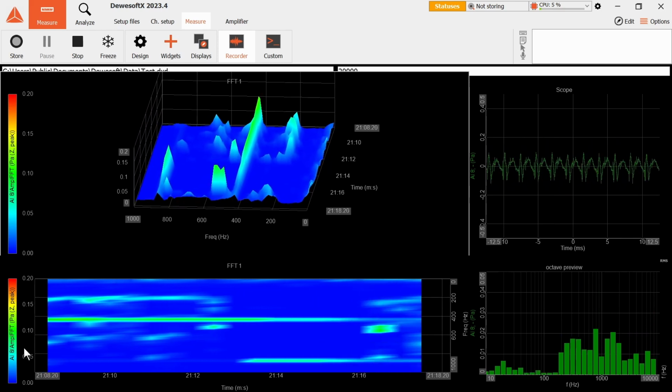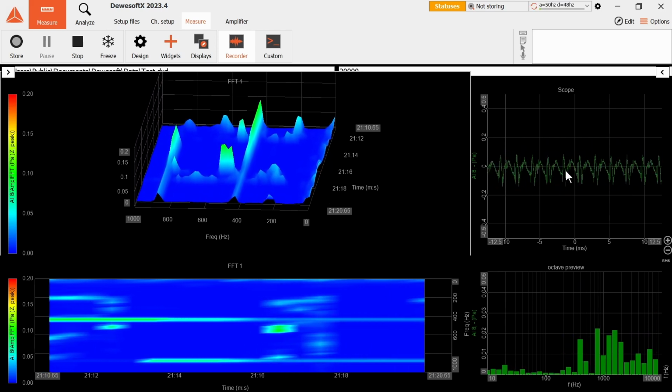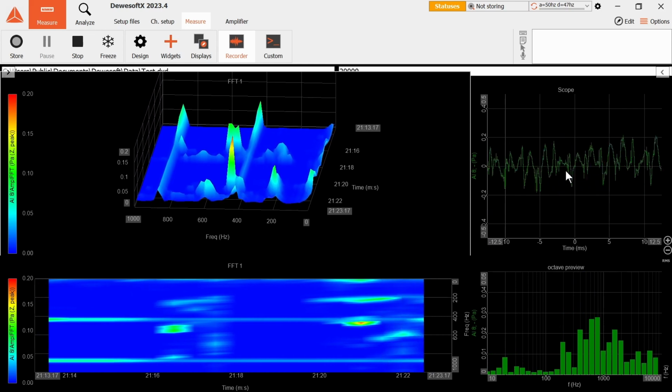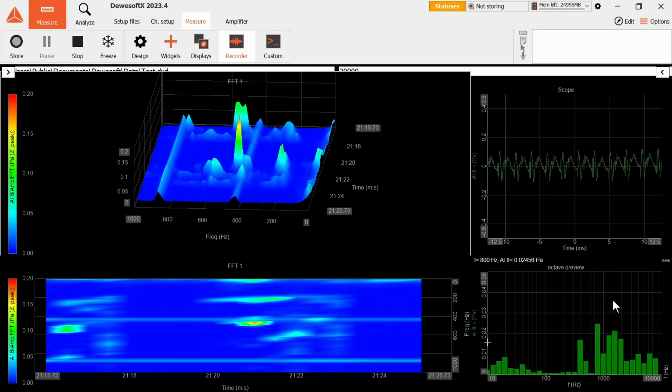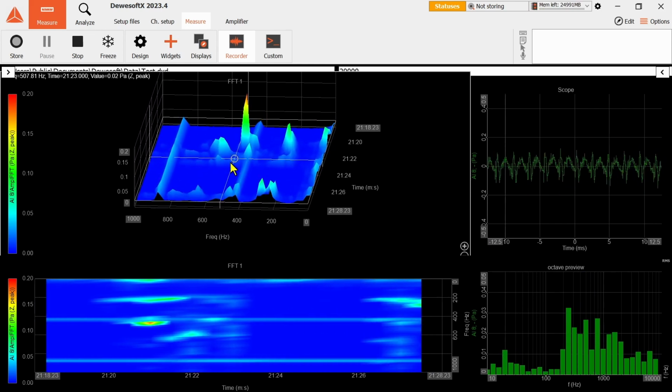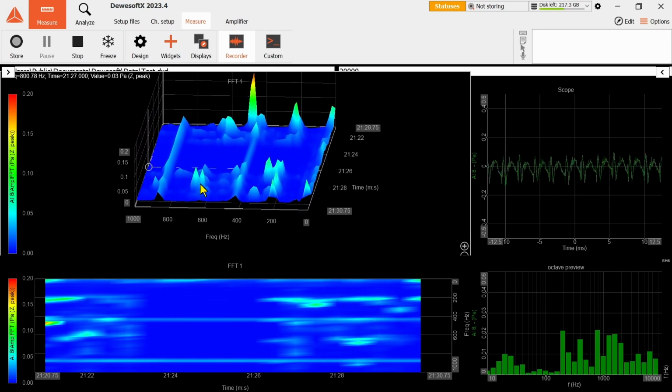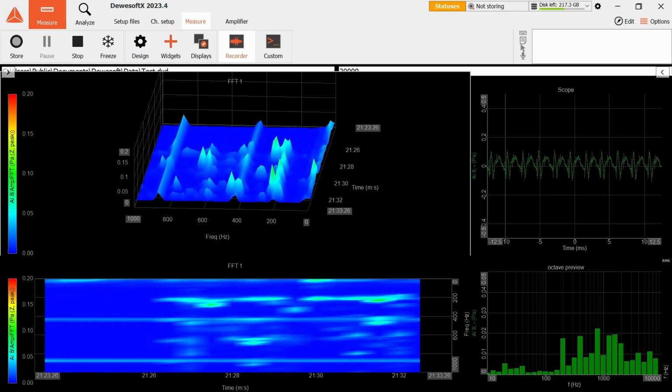Salty, no. The wave shape is not salty at all. And the FFT looks a lot more ugly. You can see that there are multiple lines.